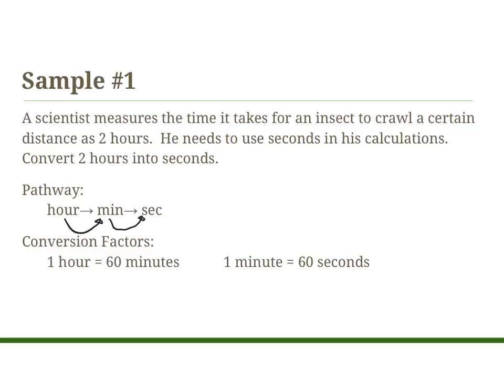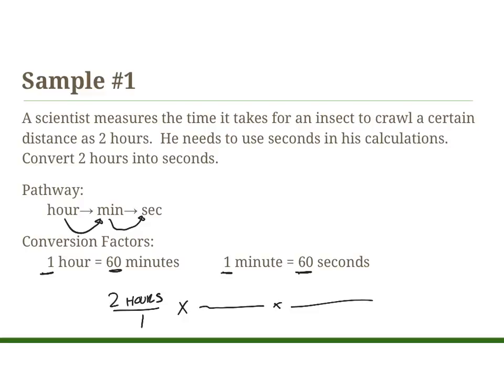And so we have to remember what our conversion factors are. Because these are hours and minutes, it's not too hard to remember that 1 hour is equal to 60 minutes, and 1 minute is equal to 60 seconds. So when the scientist sets up this problem, he would take the 2 hours and put it over 1, just like we've done before. So that's our given piece of information. Then we would change hours into minutes, and then minutes into seconds.